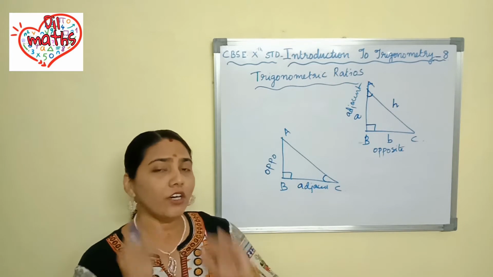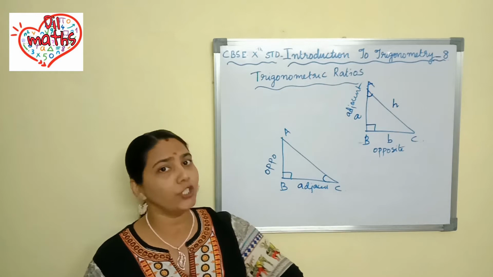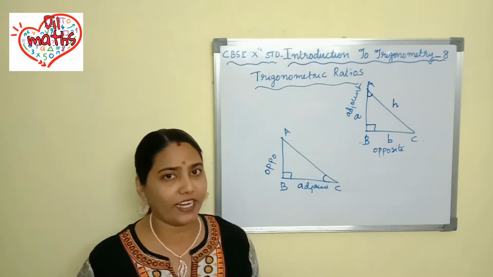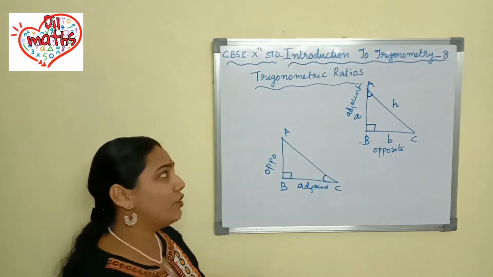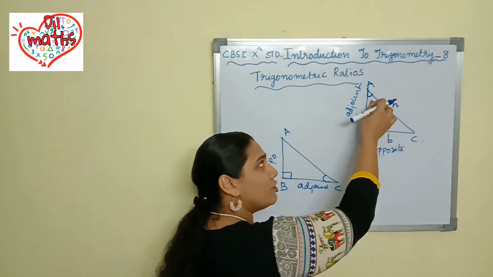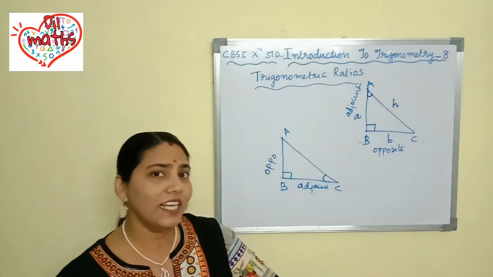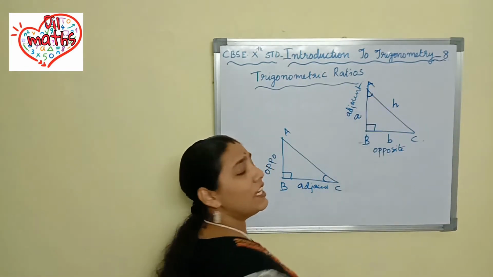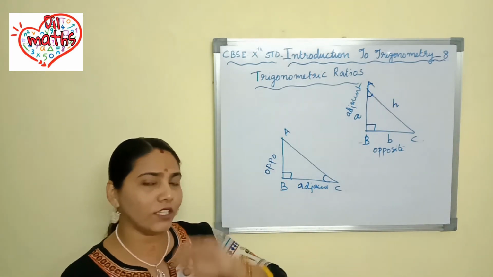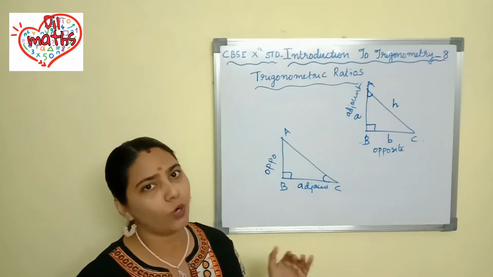Okay, understood? So the names of the sides will change with respect to your angle. If your angle is varying, then the adjacent side and opposite side will also vary. That you should keep in your mind. So here I took angle A. The side opposite to the angle A is called the opposite side, and the side near to the angle A is called the adjacent side. Here also the same method. So before going to trigonometric ratios, you should be thorough with what is the adjacent side and what is the opposite side.